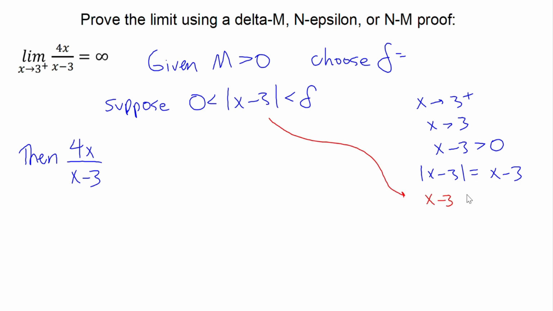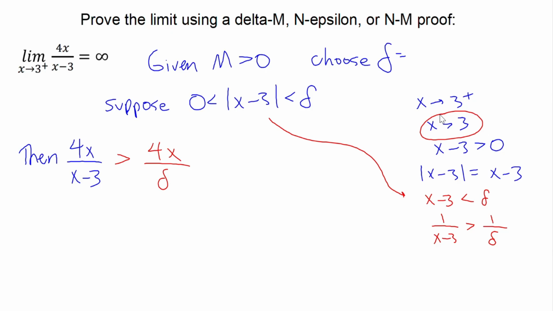which tells us from right here that x minus 3 is less than delta, or 1 over x minus 3 is greater than 1 over delta. So we can say that 4x over x minus 3 must be greater than 4x over delta. Now, this is exactly what we did in problem 1, and really pretty much the same thing as what we did in problem 2, but this time we still have an x in there, so I can't just immediately set that equal to m. Well, we then just have to use a little bit of information that we have, that as x approaches 3, x is greater than 3.